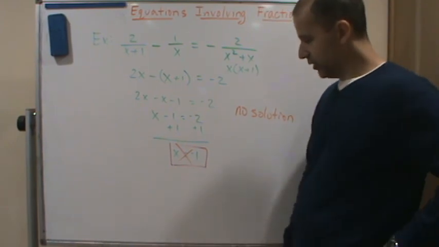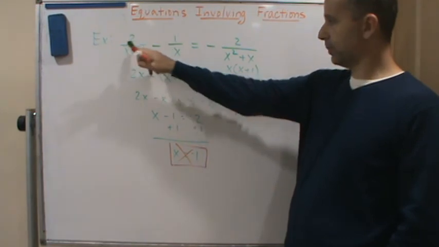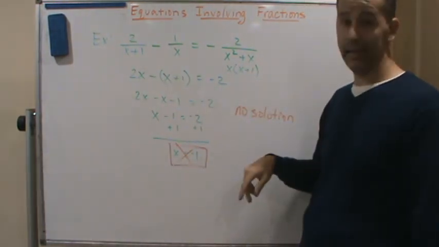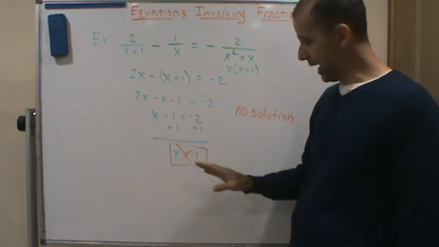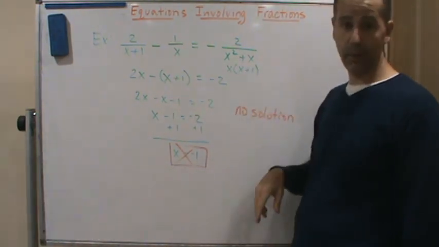Something like that. So again, always double check whenever you're multiplying through by the LCD where the unknown is in the denominator. Make sure the answer you get doesn't cause any problems.